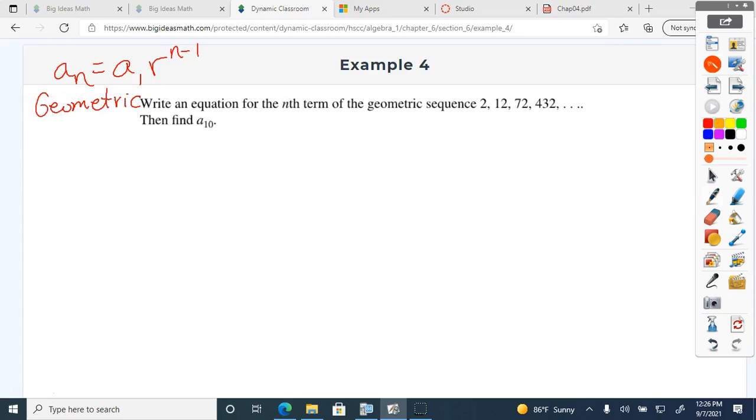That is a geometric sequence. Remember, there is an arithmetic one, but this is the formula for geometric. So you need to memorize this for your test on Wednesday.